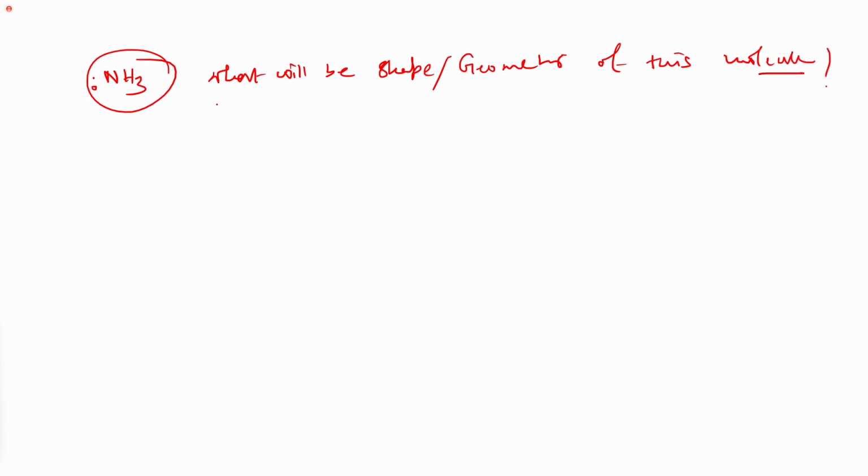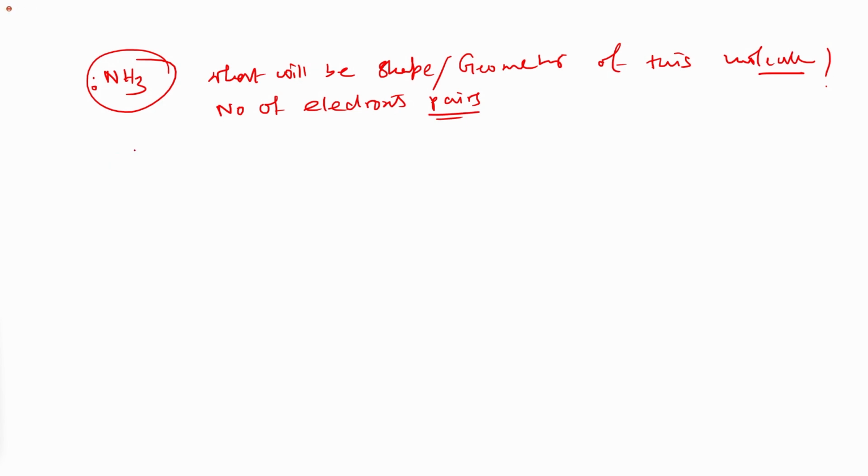Okay, so in this molecule, suppose NH3, what will be the structure, what will be the shape or the geometry of this molecule? First, you have to know the number of electron pairs.